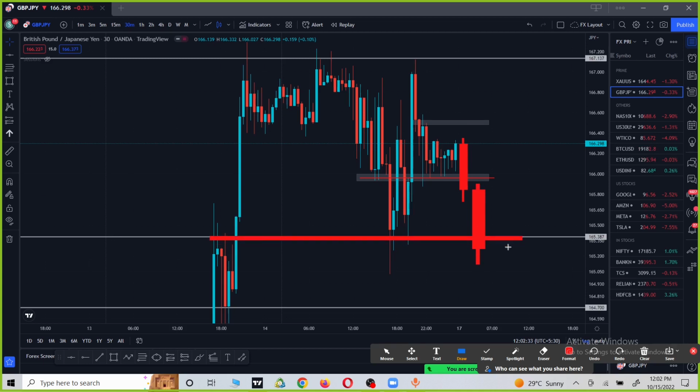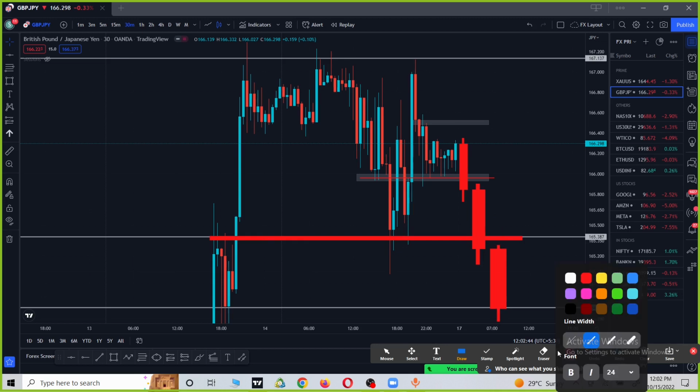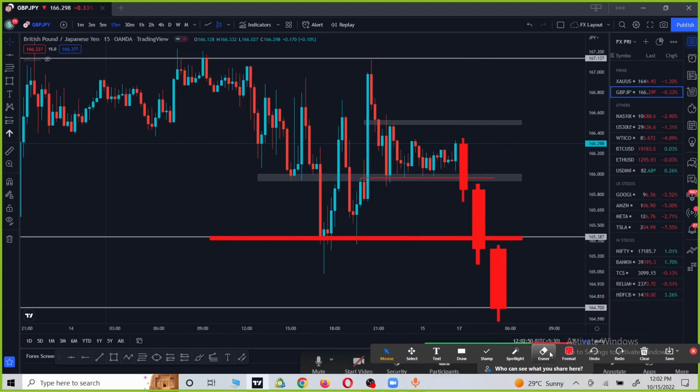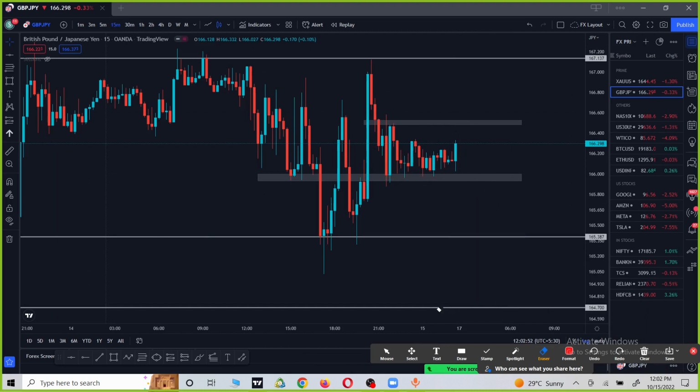And again, if we get below this area, if we get a candle closure below this area, we can wait for the next candle to retest the recent broken zone and move to the next support area. This is going to be something we are going to expect on the 30-minute chart.